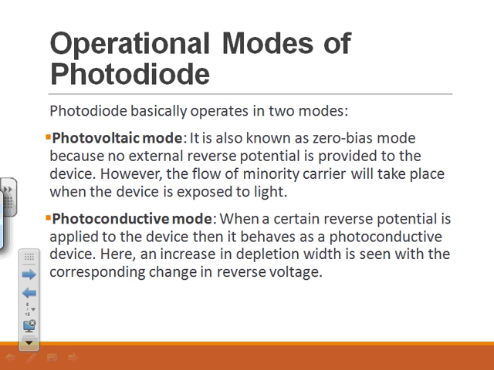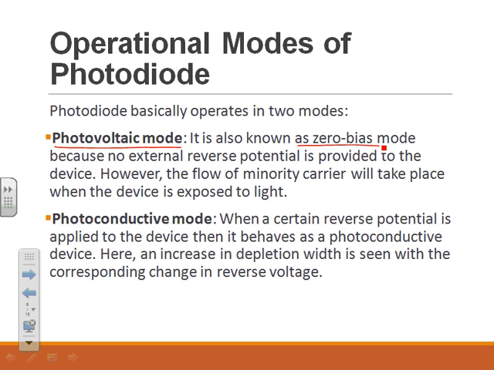The operation modes of a photodiode: there are two modes of operation. The first one is called the photovoltaic mode. In this mode, no biasing is given, so it is called the zero bias mode.